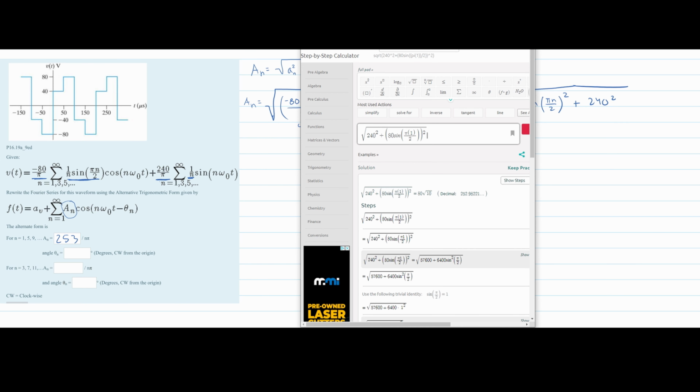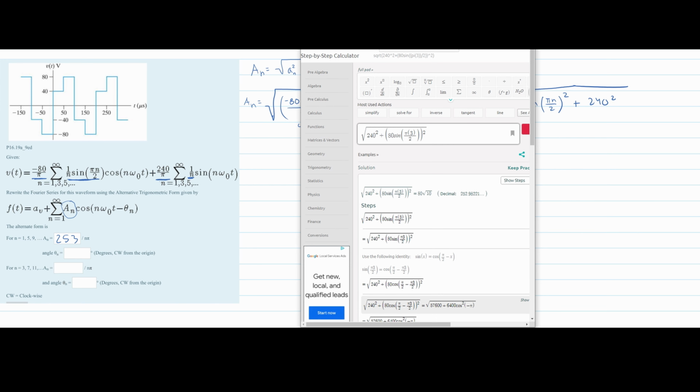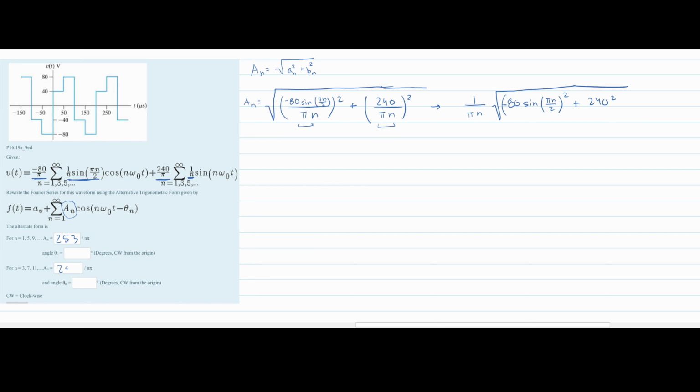Now let's try if we were to have the 3 in here, because the next one is asking us for n of 3, 7, and 11, when the first one was asking us for 1, 5, and 9. And this gives us the same thing. So we're going to again have 253 over n pi.